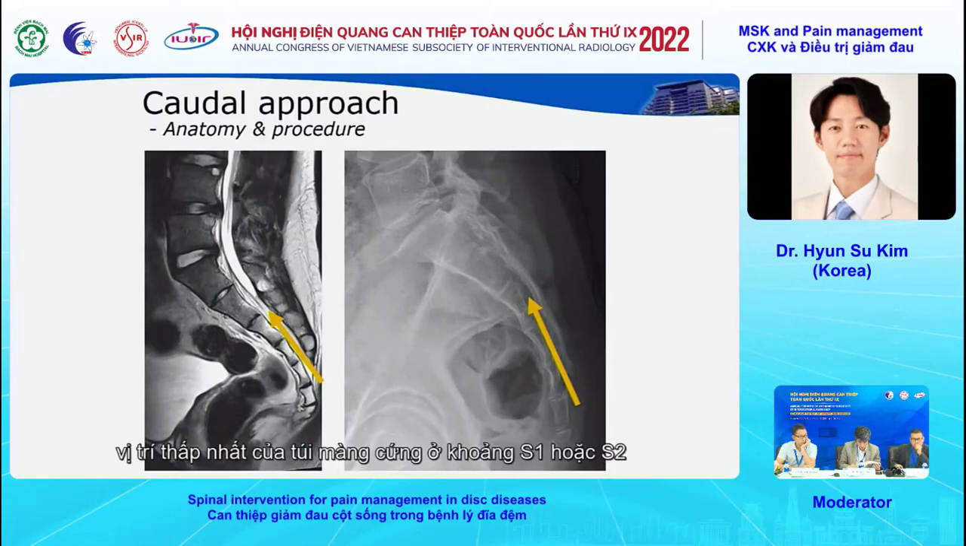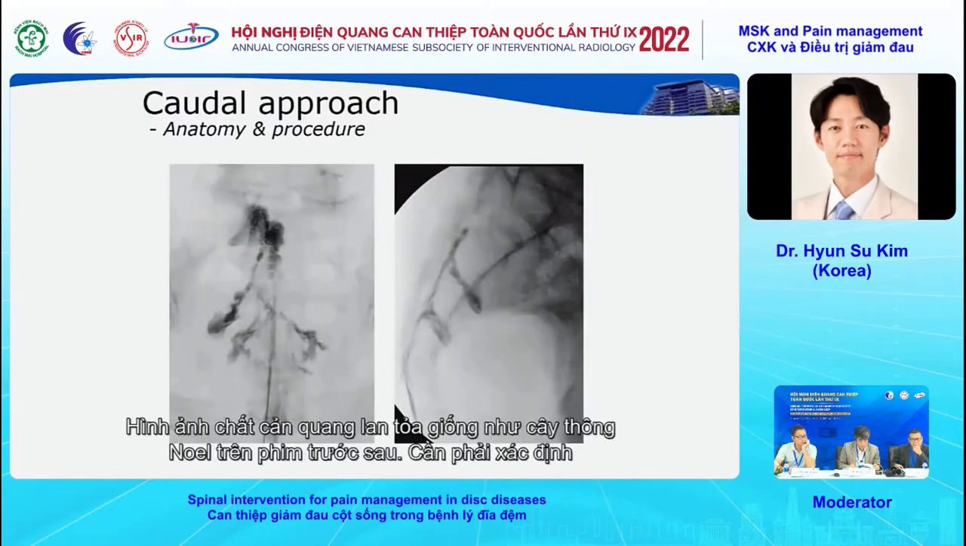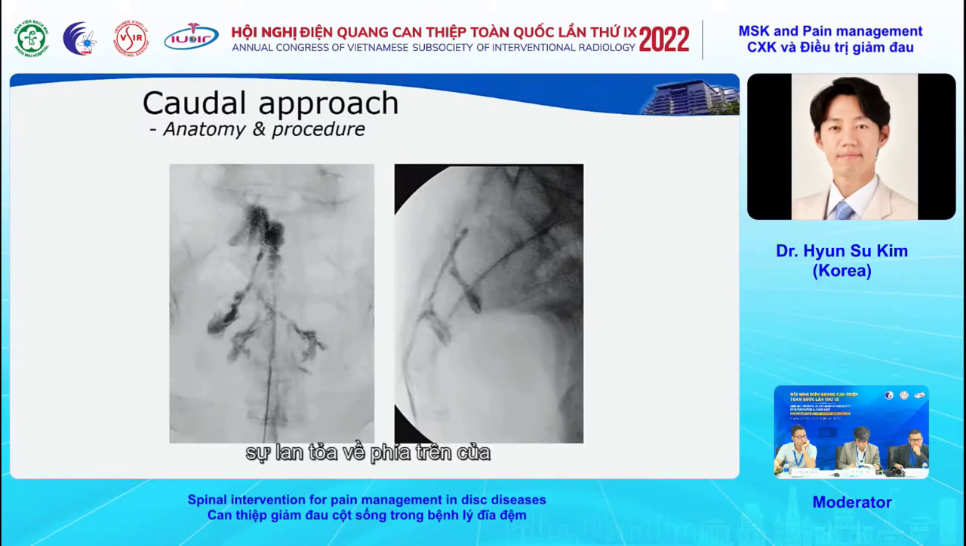The lower end of the dural sac is usually located around the level of S1 or S2, so the needle should not advance further above the level of the S2 lower end plate to avoid dural puncture. The extension of contrast material resembles the appearance of a Christmas tree on AP view. It is necessary to check the superior extension of the contrast material to the target level.